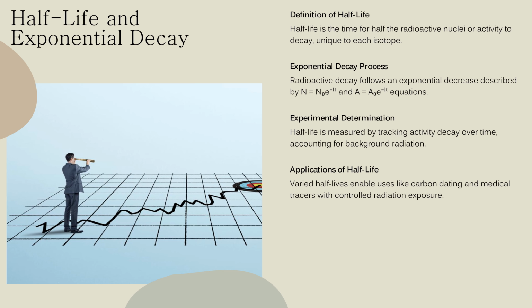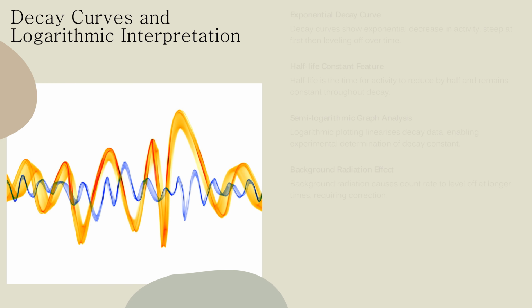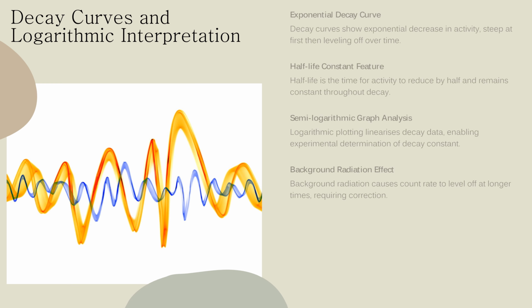This leads to an exponential decrease in N and A over time, described by the equations N equals N0 e^(-λt) and A equals A0 e^(-λt). Half-life can be determined experimentally by measuring activity at regular time intervals and identifying the time taken for activity to halve. Radioactive decay curves show how activity or number of undecayed nuclei decreases with time.